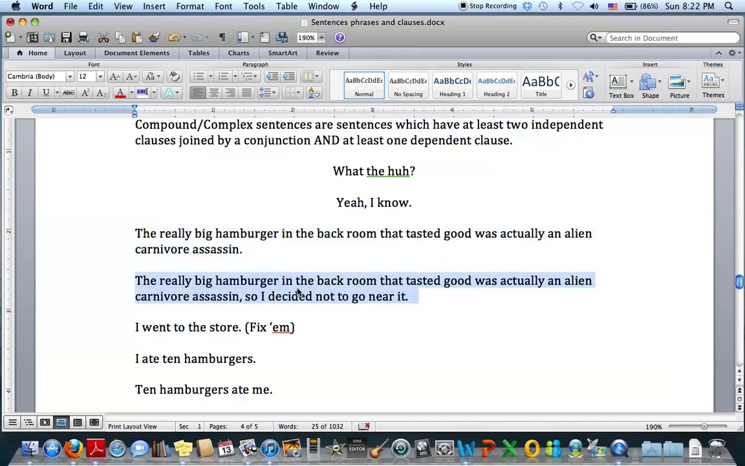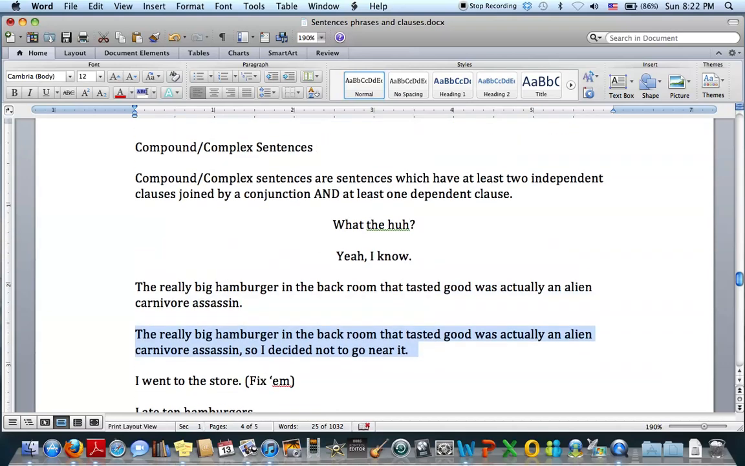The really big hamburger in the back room that tasted good was actually an alien carnivore assassin, so I decided not to go near it. This is our model of a compound complex sentence. Now let's go through the definition here. Sentences which have at least two independent clauses. Okay, so we'd have to find two independent clauses here.